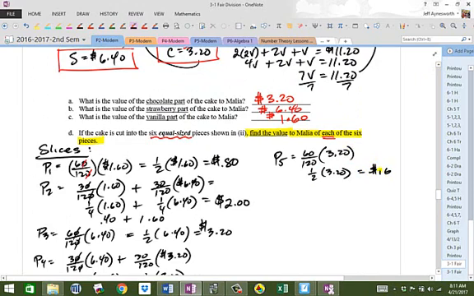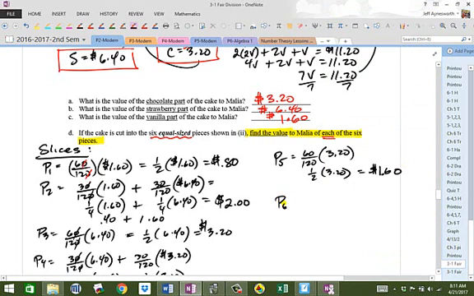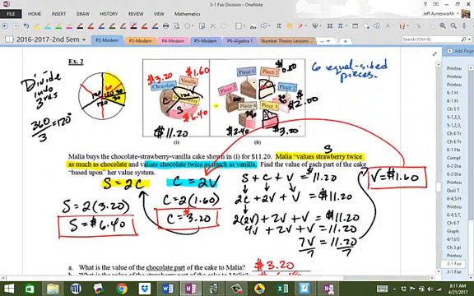Okay, let me verify that. So $3.20 divided by 2. You got to press the right buttons here. 320 divided by 2, and that's $1.60. All right, now what is the last piece value? So this right here has a value of $1.60.